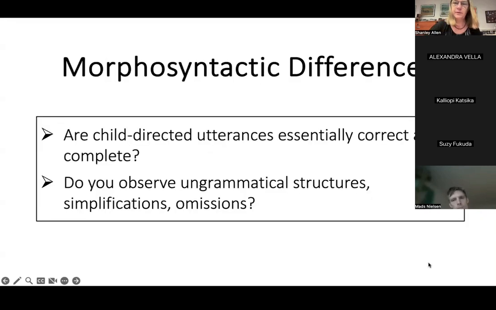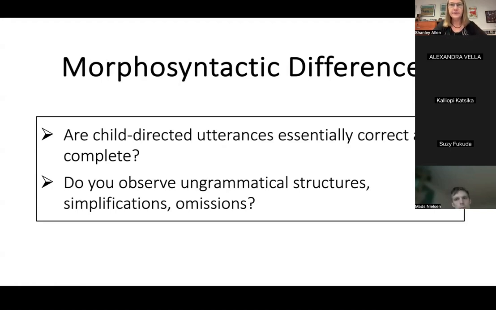Okay. So that is what I wanted to say about child-directed utterances and their mean length of utterance, that both in terms of words and in terms of utterances, both are longer to older kids than to younger kids.